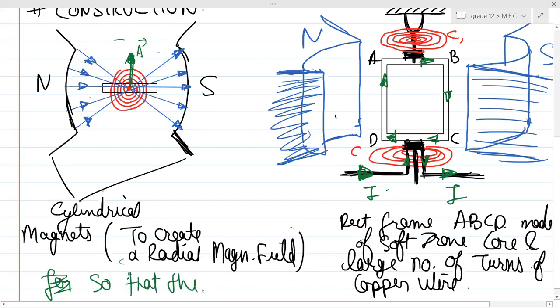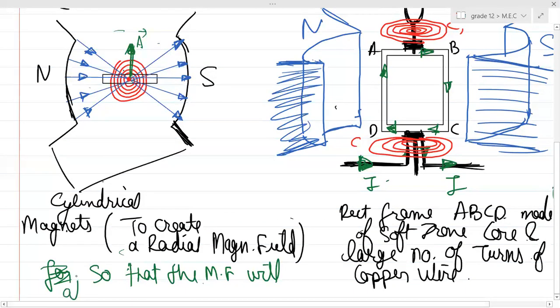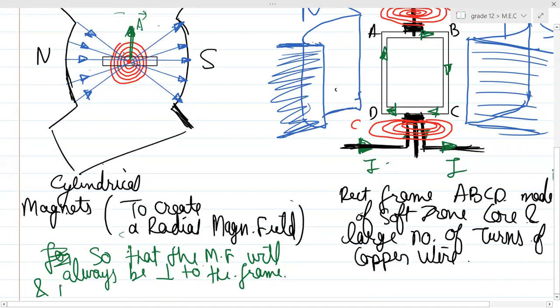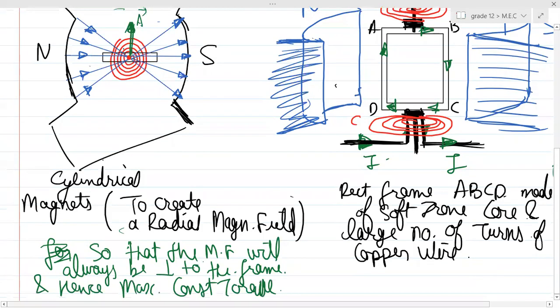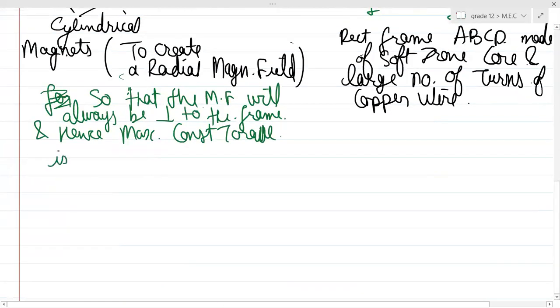the magnetic field will always be perpendicular to the plane, and hence maximum constant torque is observed at every time. Is this clear, guys?